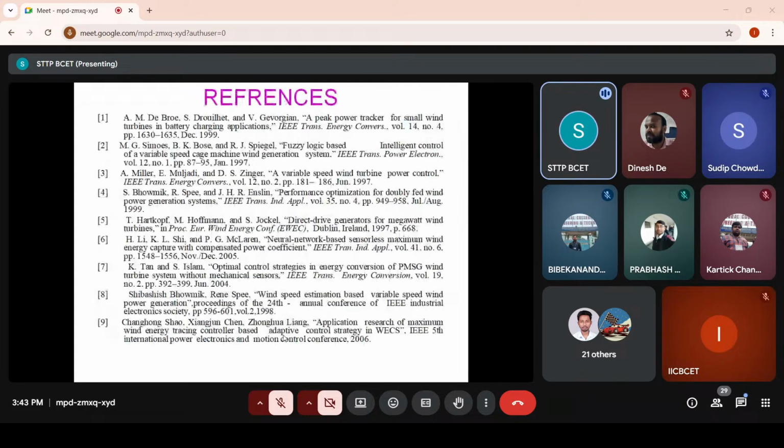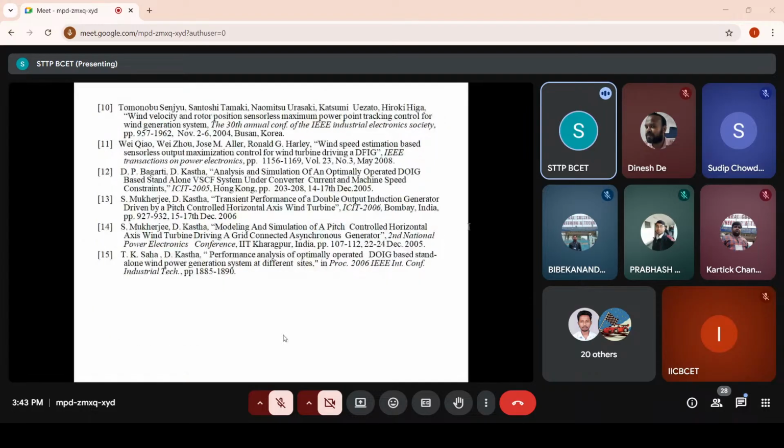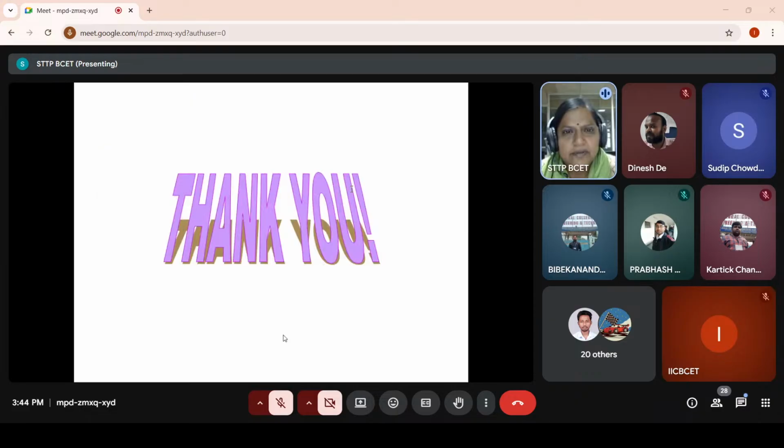These are the references, the different papers which were taken into account for the research purpose. The whole output which I got is from MATLAB Simulink as well as MATLAB programming, and these were the references taken.